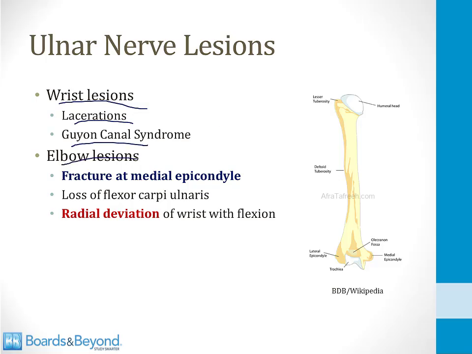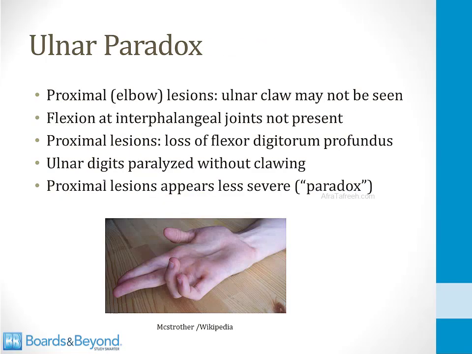At the elbow level, you can have an ulnar nerve lesion if you have a fracture near the medial epicondyle. This is the medial epicondyle of the humerus, and the ulnar nerve runs right near here. So if you have a lesion here, in addition to all the hand findings, you will lose the wrist flexor, the flexor carpi ulnaris, and as we talked about before, this will lead to radial deviation of the wrist, a very helpful hint in a board question. I'll finish this video by describing the ulnar paradox.